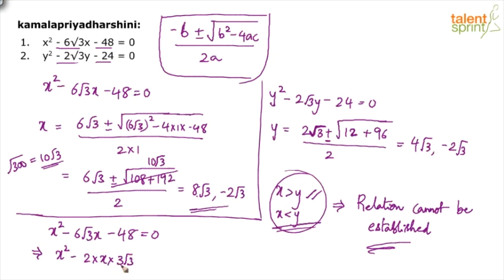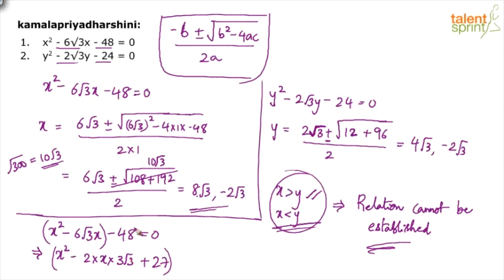What is b in our case? b in our case is minus 3 root 3, right? Minus 3 root 3 squared will be how much? 3 squared is 9, 9 into 3 is 27. So plus 27. Understand, this is only this part. Are you able to follow? x squared minus 6 root 3x has been expanded as x squared minus 2x into 3 root 3 plus 27.